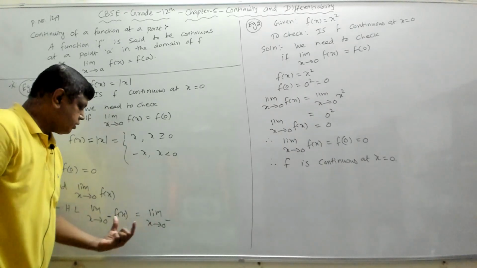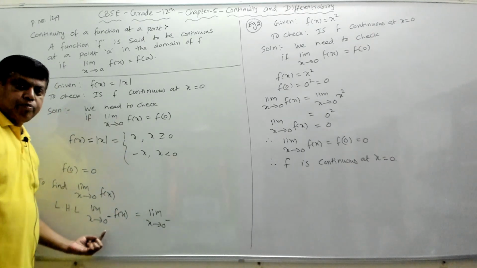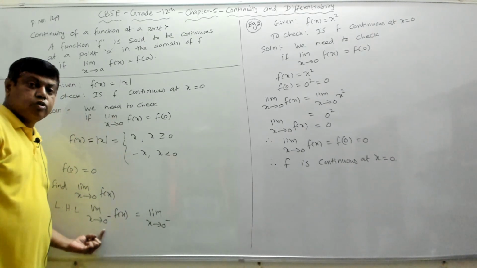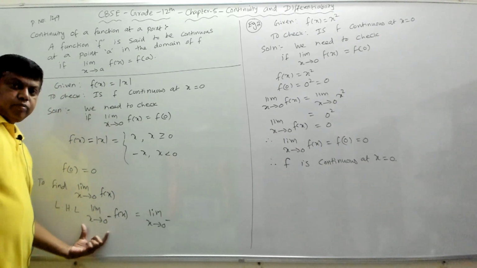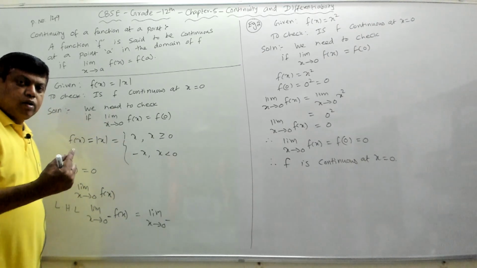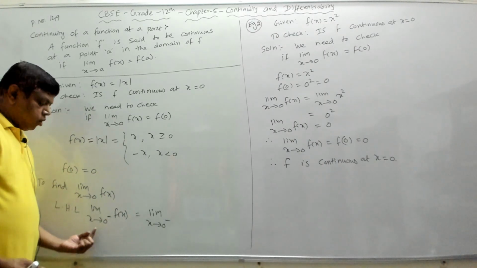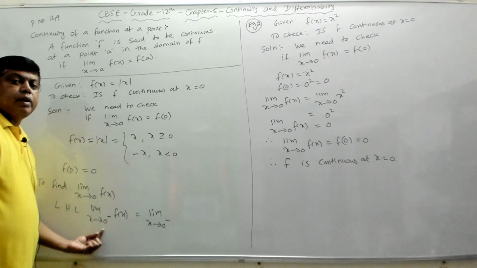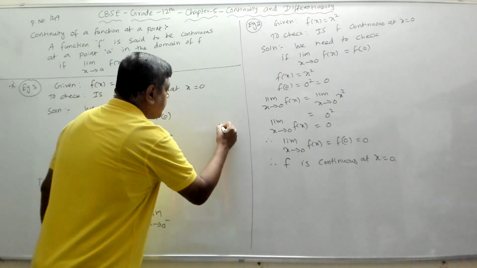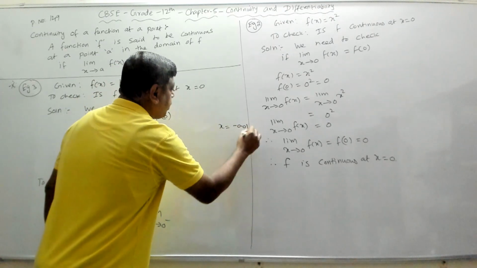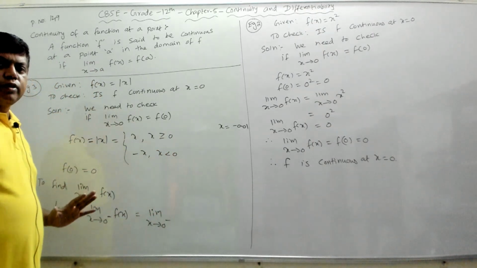Now for f of x, we need to decide which function we have to use. Because limit x goes to 0 minus means x is approaching 0 through values less than 0, which means x is negative. Or you can try to take one value of x which is very close to 0 but less than 0. Since it is negative, any value very close to 0 and less than 0, we can take x as minus 0.01. Minus 0.01 is a value which is very close to 0 but less than 0.